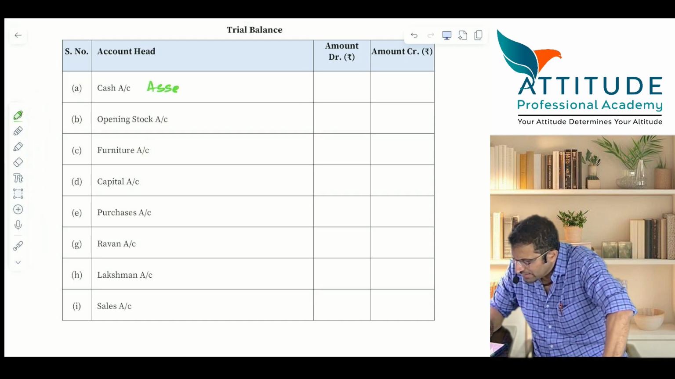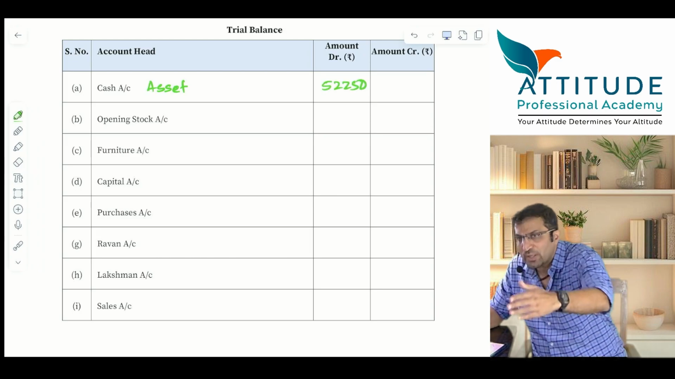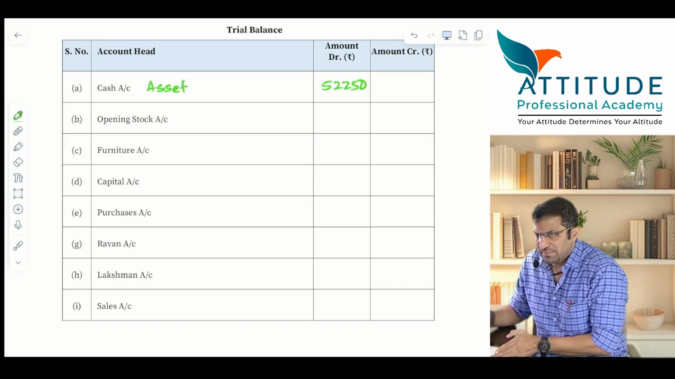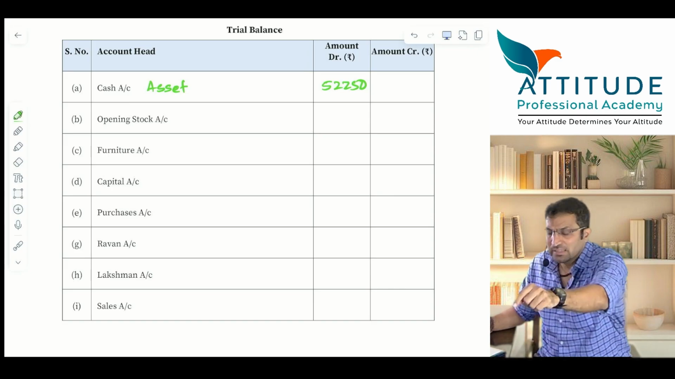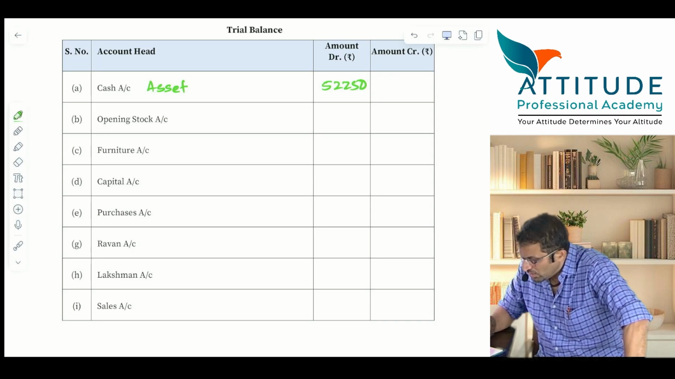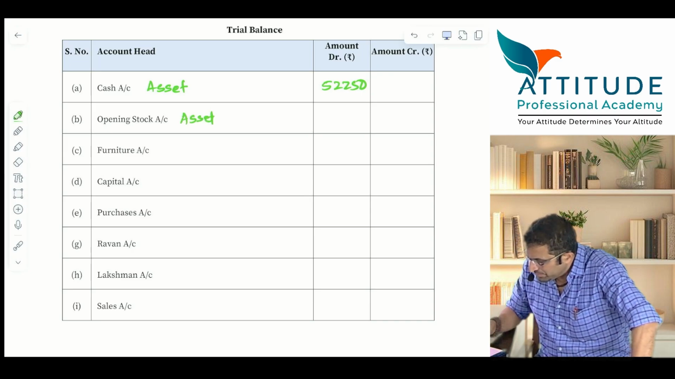It's an asset, na? Asset will show 2250, and it is showing a debit balance. Look at your ledger. Is it not showing a debit balance? I have written in green ink. Is it showing? Go to the next account. Stock is also an asset. Correct? How much?